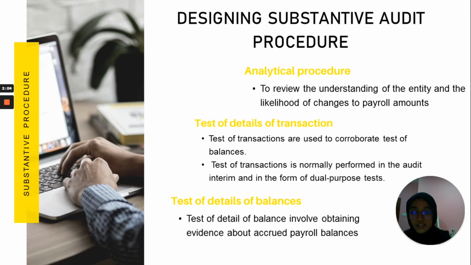Also, tests of details of account balance focus on items contained in the financial statement. The tests of details of balance consider the closing balance in the general ledger. For example, the auditor may want to test accounts payable by examining a sample of individual invoices that make up the ending balance of accounts payable. That's all for me. Next.